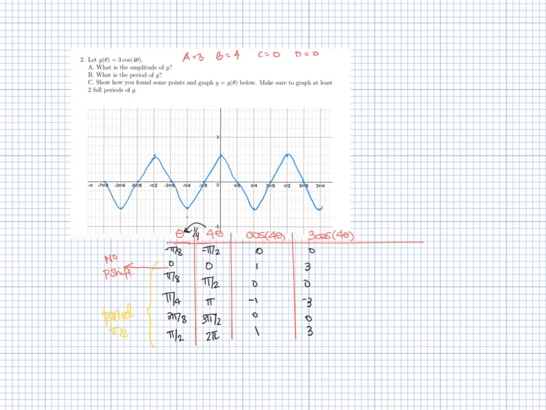The amplitude of the function is the absolute value of that a value. Remember, only cosine and sine functions have an amplitude. So this will have an amplitude of 3. We know that the period is 2 pi divided by b, which in this case is 2 pi over 4, which will be pi over 2. Again, we found that down here when we manipulated backwards from our argument of 4 theta to find theta. And then we showed how we found some points and graphed it.